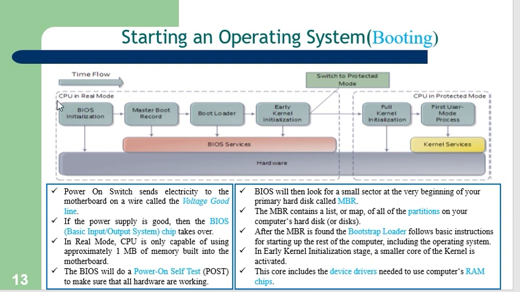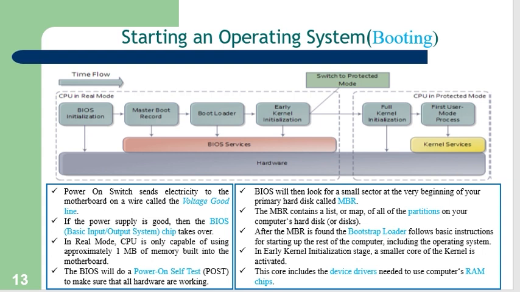Okay, here is a clear view of starting an operating system. The power on switch sends electricity to the motherboard on a wire called the voltage good line. If the power supply is good, then the BIOS chip takes over. In real mode, the CPU is only capable of using approximately 1 megabyte of memory built into the motherboard. The BIOS will do a power on self test to make sure that all the hardware is working.